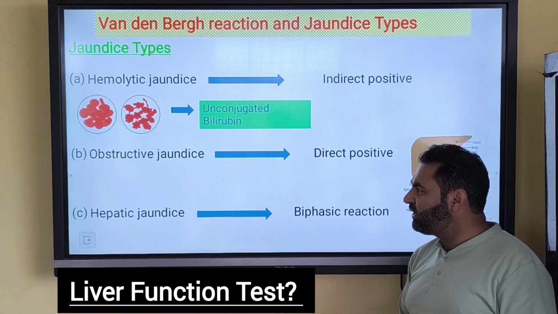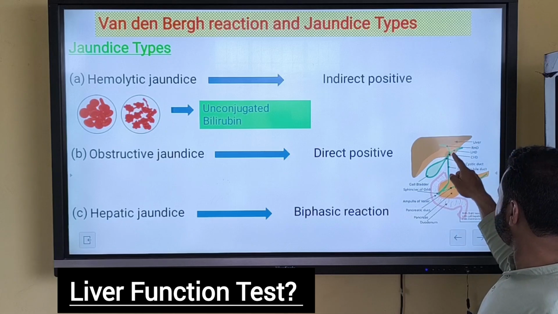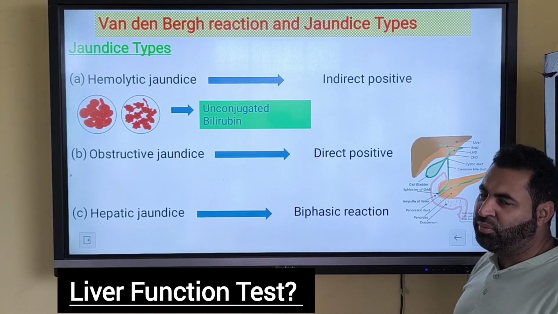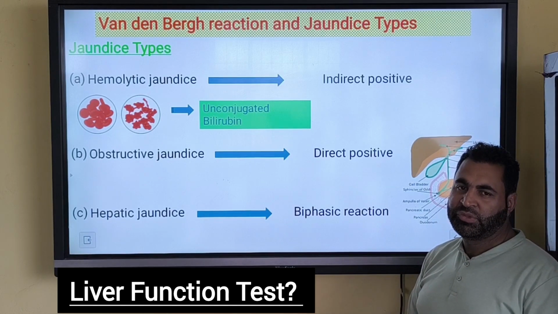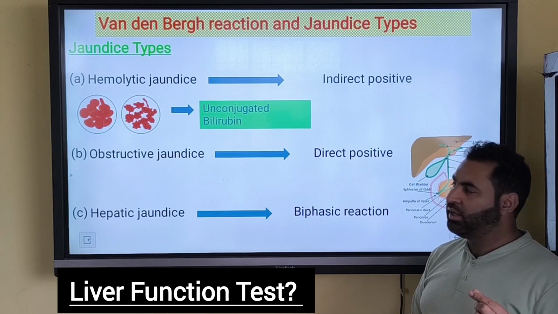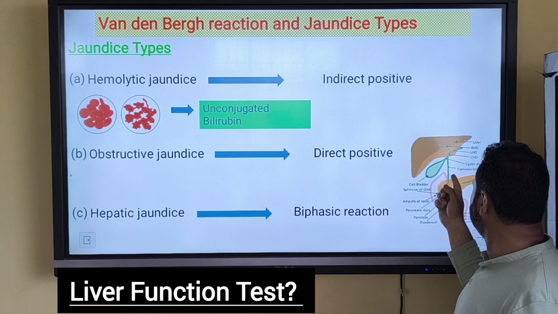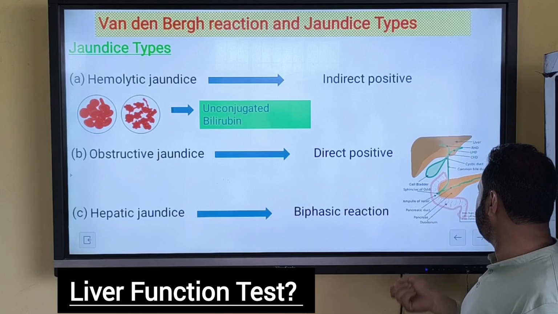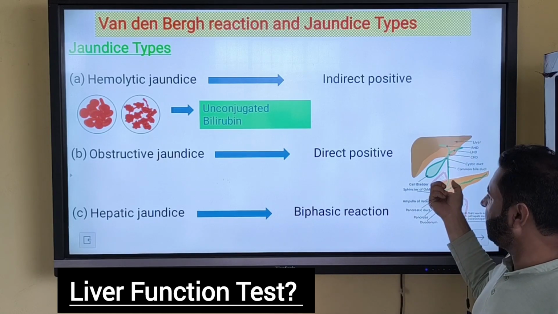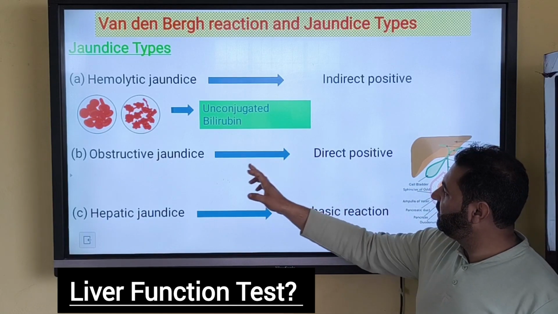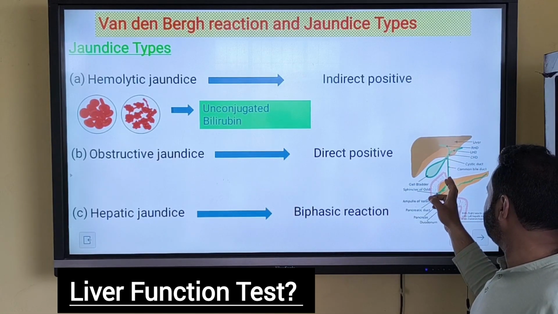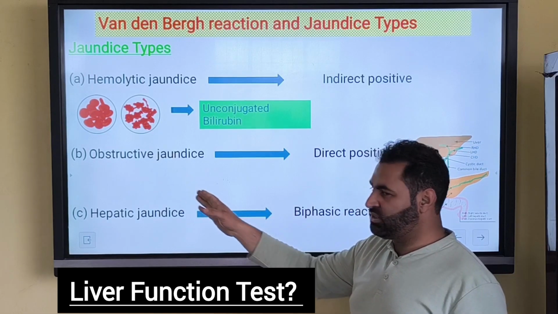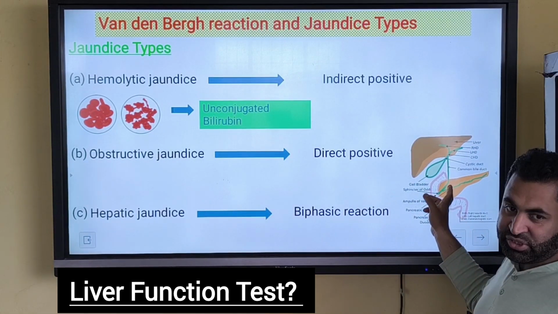Obstructive jaundice is another type of jaundice where there is obstruction in the common bile duct. Obstruction can be due to a tumor or some other thing, maybe some parasite is over there. Because of that, obstruction is happening. It is also called post-hepatic jaundice. After the liver there is obstruction.